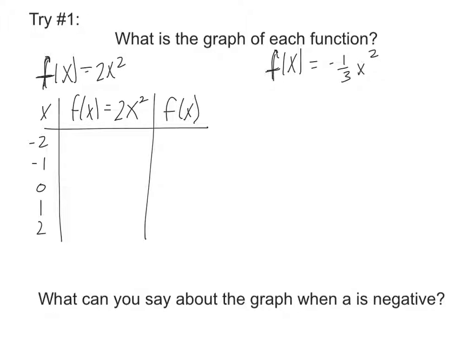If I start substituting, that's 2 times -2 squared. Again, order of operations says that exponents go first. So -2 squared is 4, and 4 times 2 is 8. The next one, we have 2 times -1 squared. -1 squared is 1, and 1 times 2 is 2.